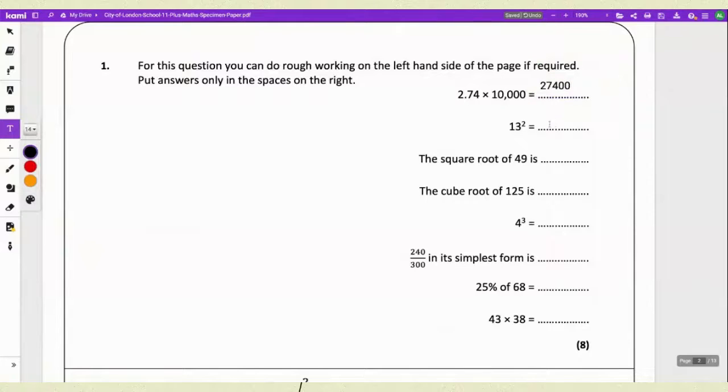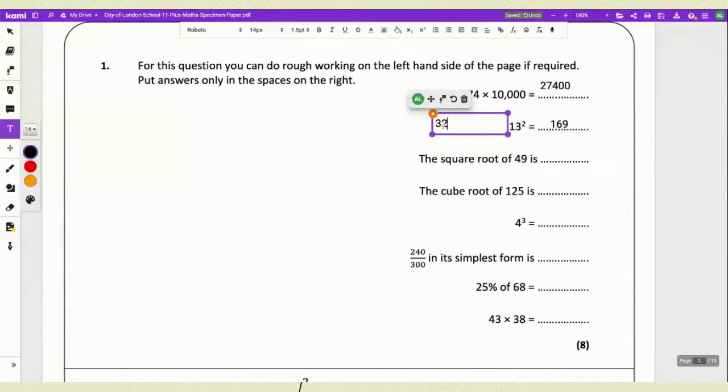27400. And the next one is 13 square. That means 13 multiplied by 13. That would be 169. So I'll just put it here for the ones who don't know what this means.